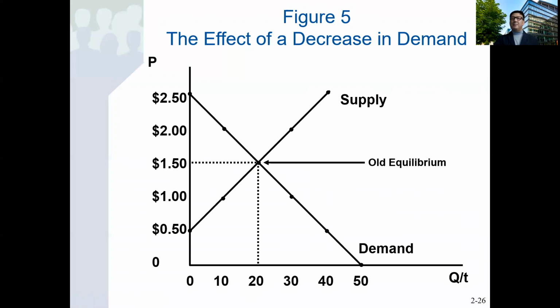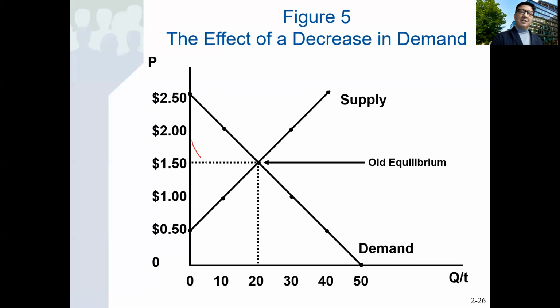Let's say people who drink orange juice have an alternative hybrid type of orange juice. Let's say tangerine juice, and it's selling like hotcakes. So what's going to happen to the demand for orange juice? Obviously, it's going to decrease, right?